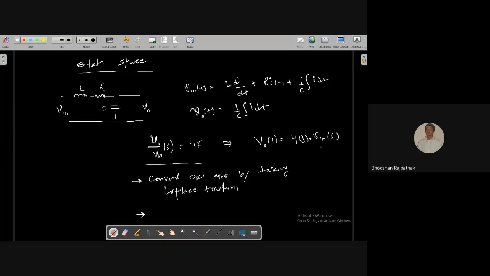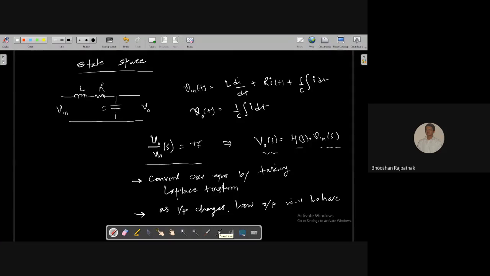So as we change this input, what will be the effect on output? That can be mathematically calculated or guessed by this transfer function. As input changes, how the output will behave, that is what you get from the transfer function. So this is the advantage.